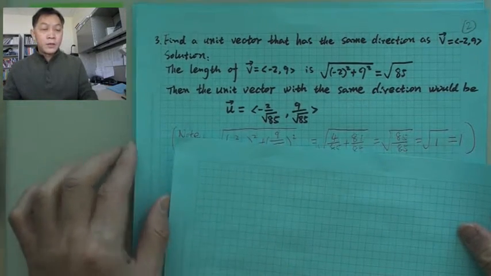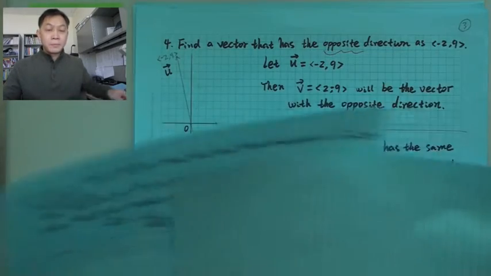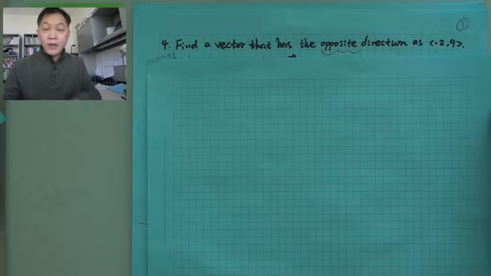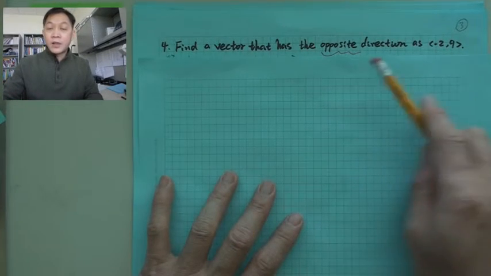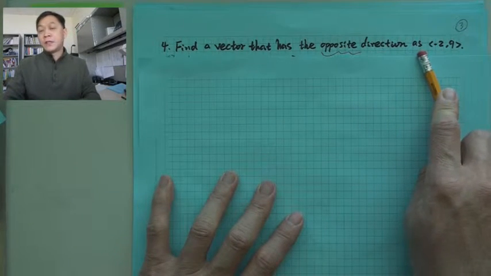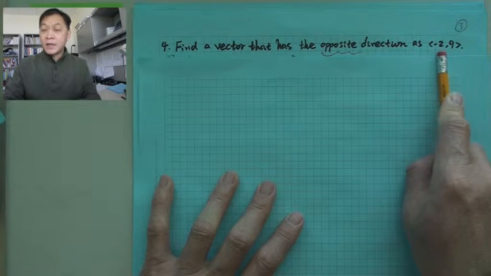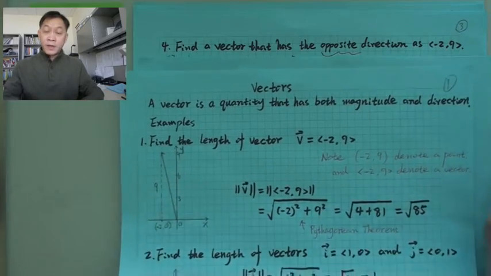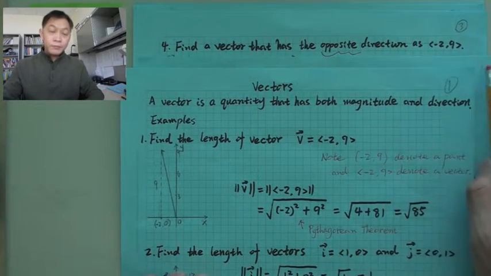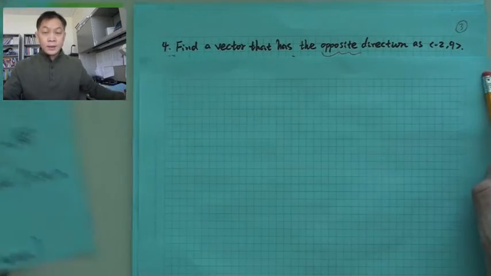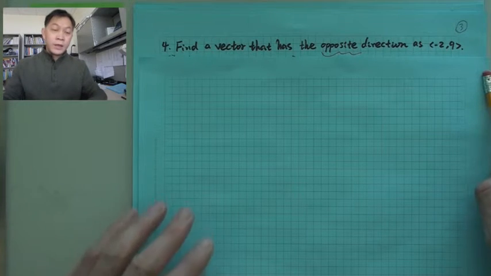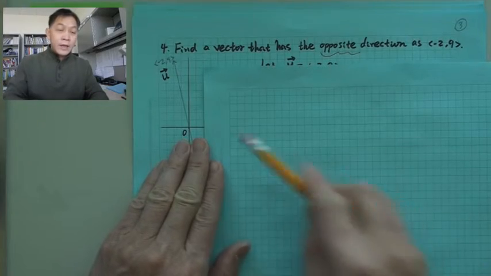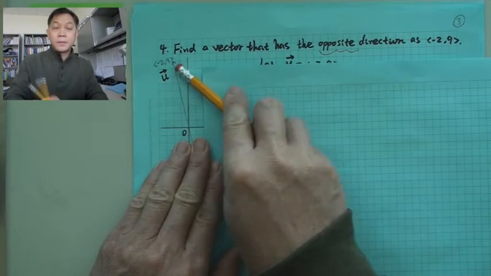Now, let's look at 4. In 4, you want to find a vector that has the opposite direction of the given vector negative 2, 9. Again, we use the same vector negative 2, 9. We know in the xy coordinate plane, negative 2, 9 is this vector.